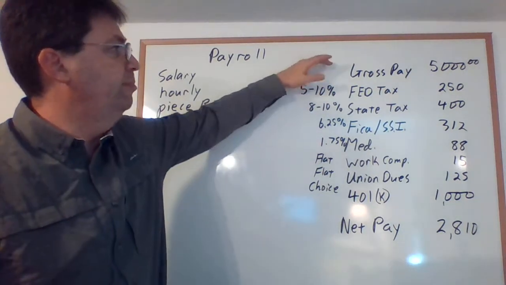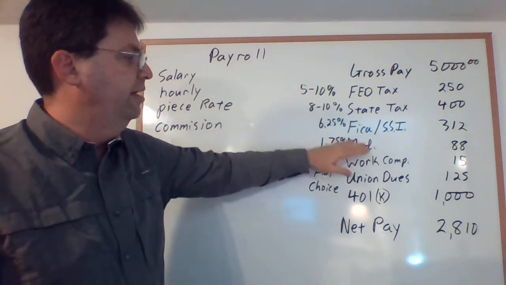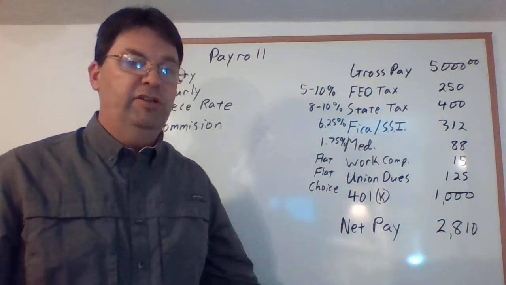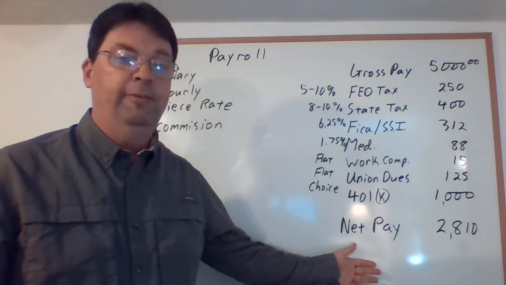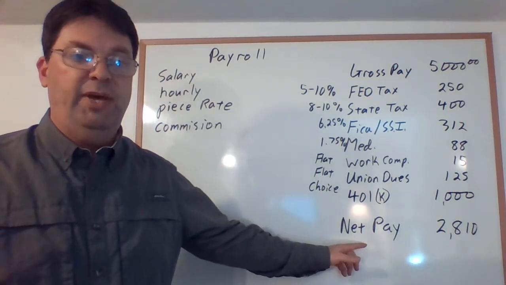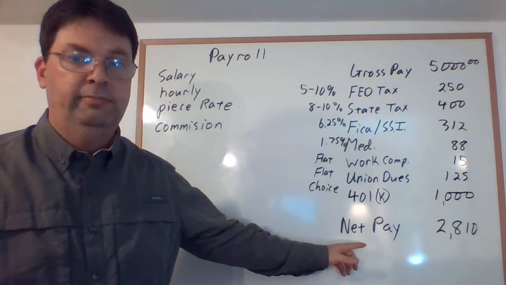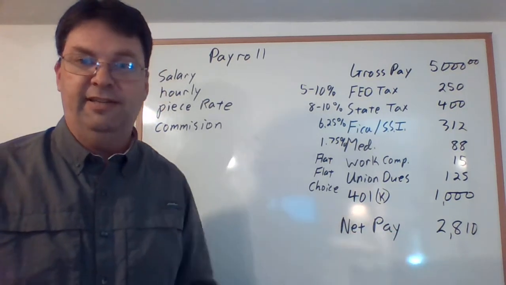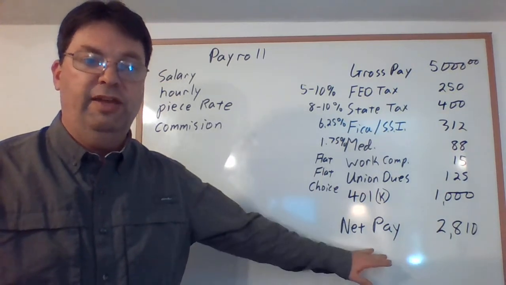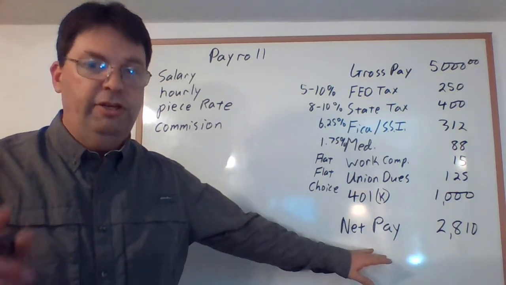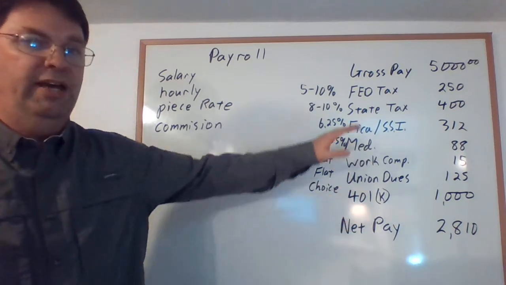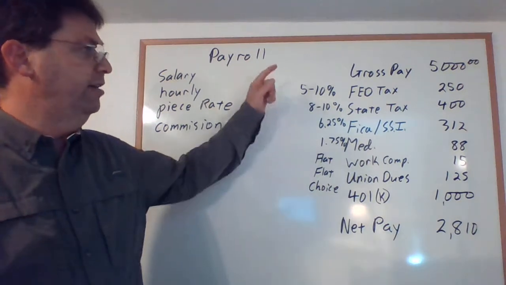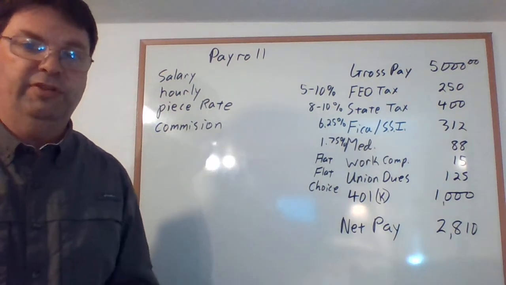And what happens is, as a business owner, you've got all these government-mandated things that you have to deal with, and then you actually distribute what's called net pay. This is what you actually pay to the employee. All right? So the employee receives $2,810. That's what they think they're getting. But you, the business owner, what you're paying is gross. You're paying the $5,000. But it goes to these different groups right here.